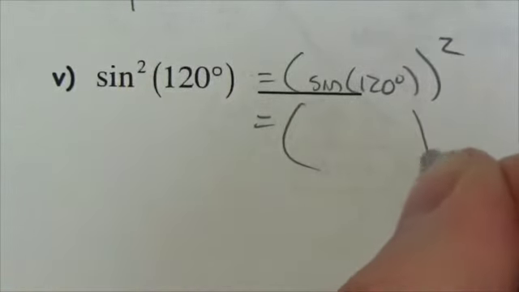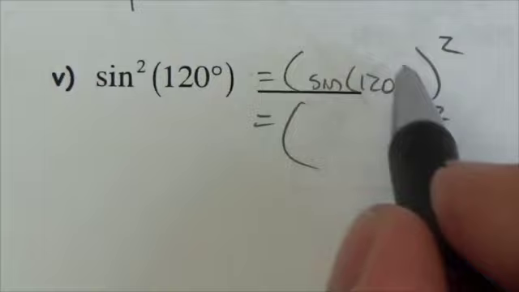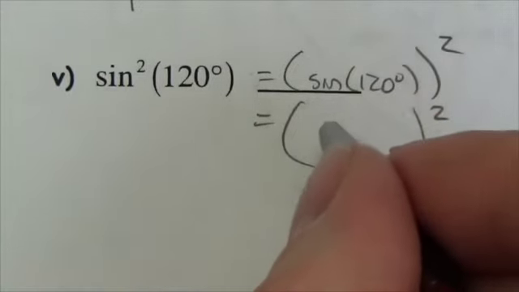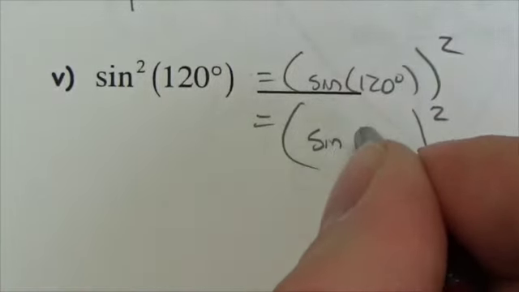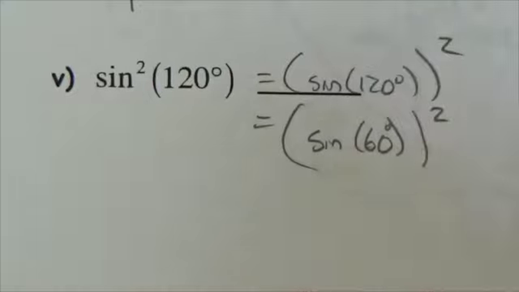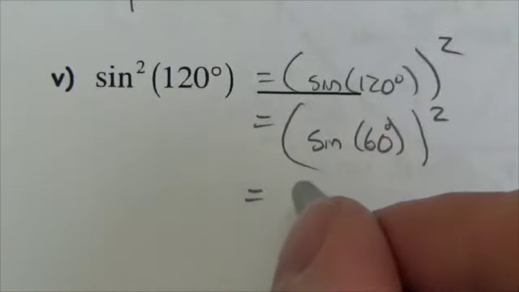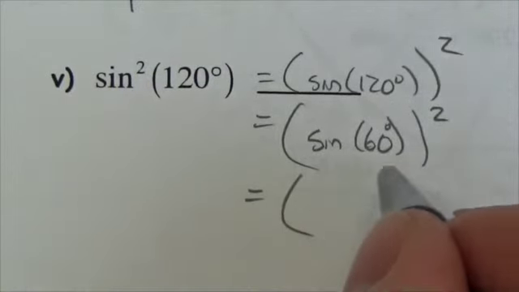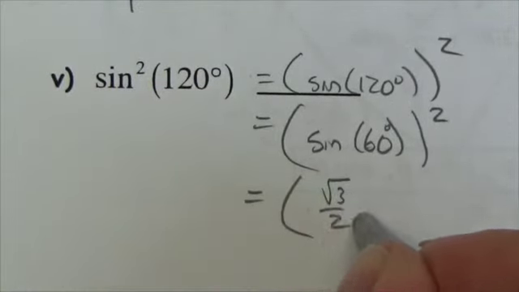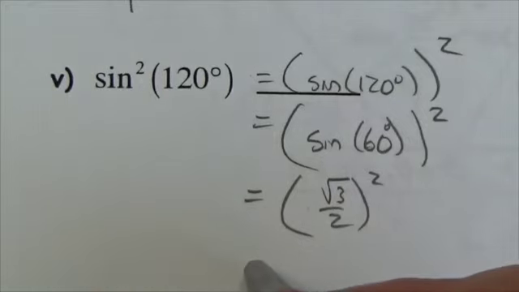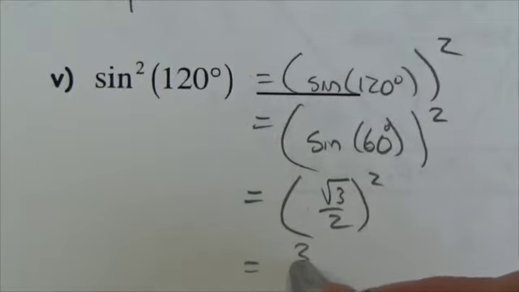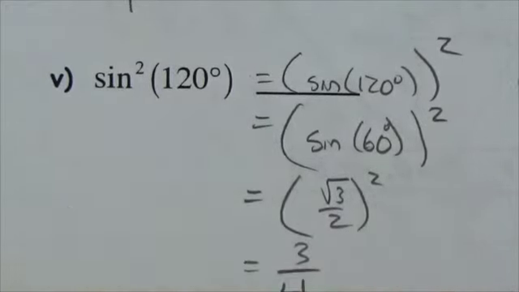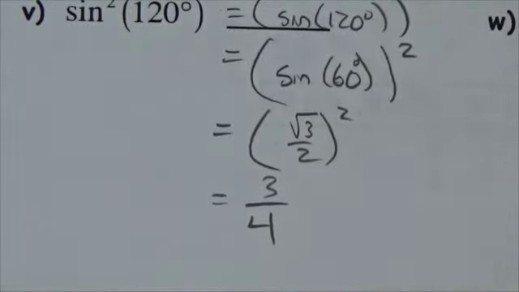Now, I just got to figure out what this is. 120 is in quadrant 2. Sine is positive in quadrant 2. The reference angle is 60 degrees. I look that up, or I just think about it a little bit. Sine of 60, that's the y coordinate. That's going to be root 3 over 2 at 60 degrees. And when I square that, root 3 squared is 3, and 2 squared is 4. So my answer is 3/4.